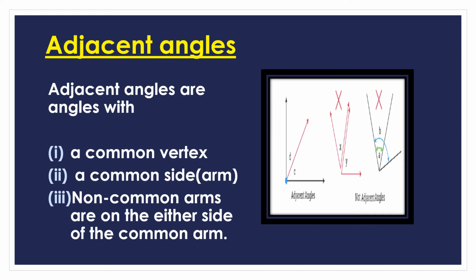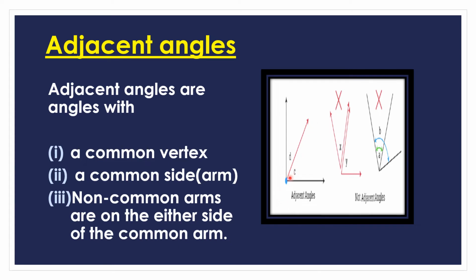Now the next is adjacent angles. Well, a very important type of angles and you should understand it thoroughly. So adjacent angles are the angles which have a common vertex. They have a common arm or a common side, and the non-common arms are on either side of the common arm. Now, remember to emphasize this third point, that here the non-common arms are on either side. Either side means one on the left side of the common arm, one on the right side, and it is compulsory to be like that to become adjacent angles.